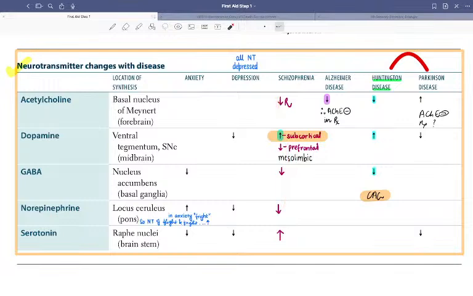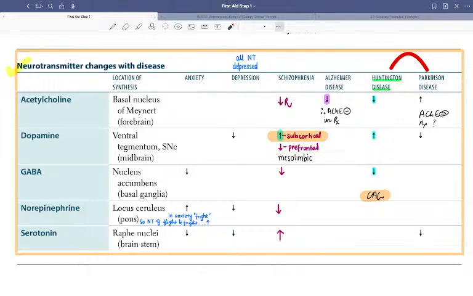Acetylcholine is also low. Now the most important thing in this is that subcortical dopamine is raised, but prefrontal dopamine is decreased. So this is very important. Subcortical dopamine is increased, but prefrontal dopamine is decreased in case of schizophrenia.